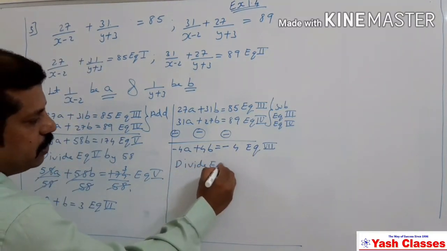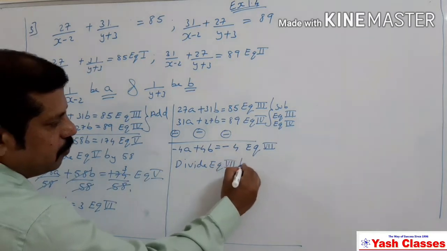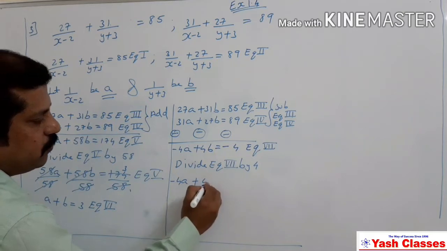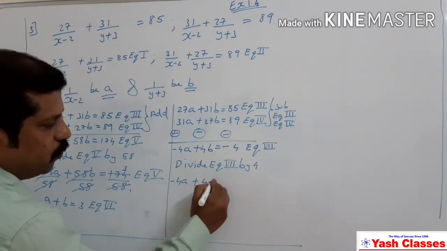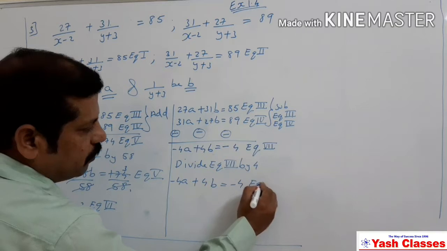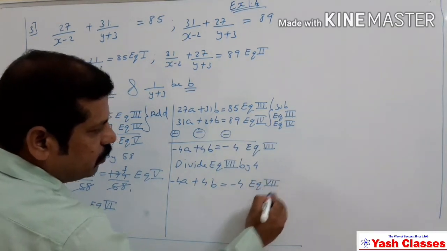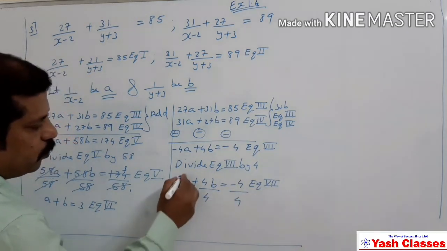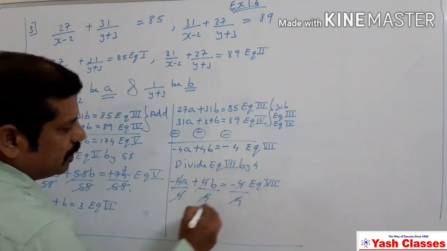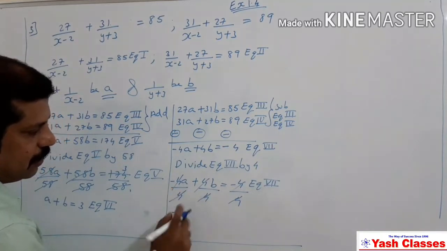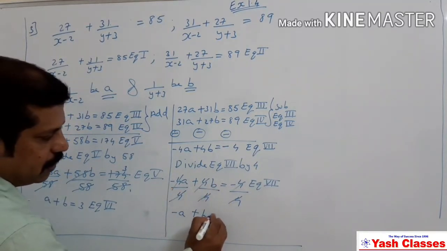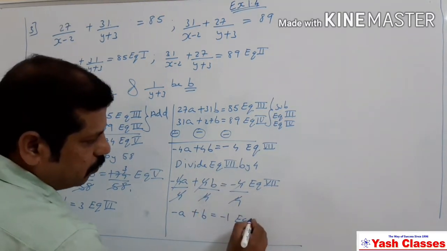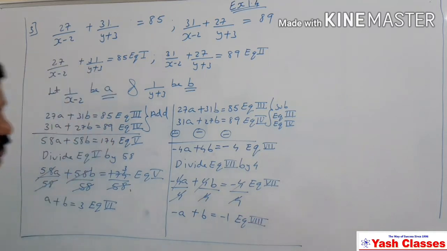Divide equation 7 by 4. Minus 4a plus 4b is equal to minus 4, equation number 7. Divide by 4. 4 and 4 cancel, 4 and 4 cancel, 4 and 4 cancel. Now minus a plus b is equal to minus 1. There is no number, means 1. This is equation number 8.